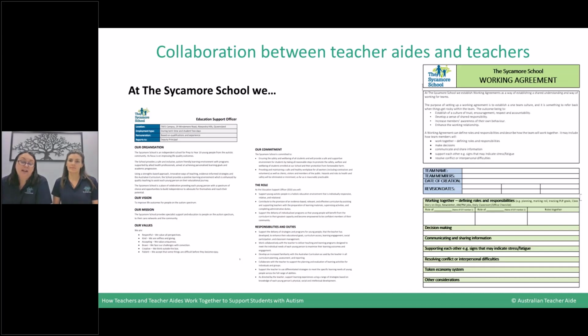We also look at our token economy system, or how we're going to bring in those positive reinforcements and anything else we think might be beneficial. That's all about making sure that we're working together, that we can make those decisions, and it's a shared understanding. And it's a great document to revisit if at any time we hit a bit of a speed bump with our teaching partner or teacher aide, we can revisit that.